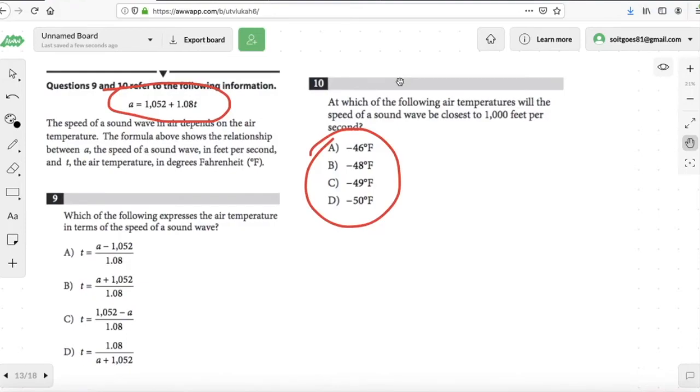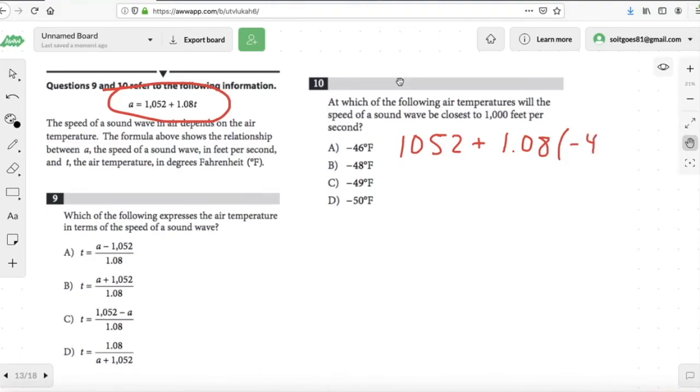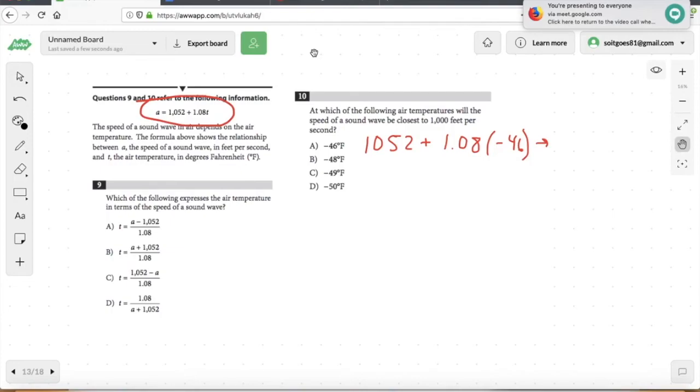Let's do it. Let's test the answer choices. Okay? So I'll work it out again here, but I need you to. Do you have a calculator handy? Yes. Okay, great. We'll test the answer choice. It's 1,052 plus 1.08 times negative 46. Okay, and what does that give us? 1,007.08. Pretty close to 1,000.